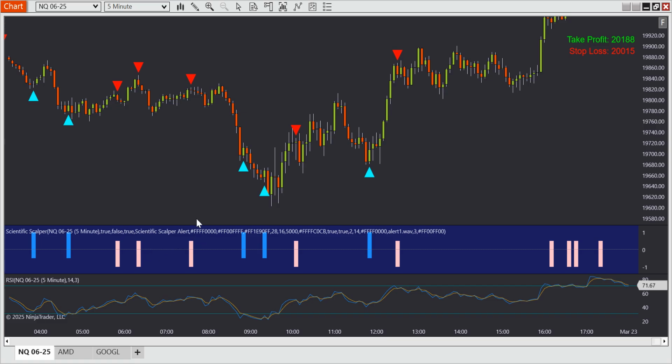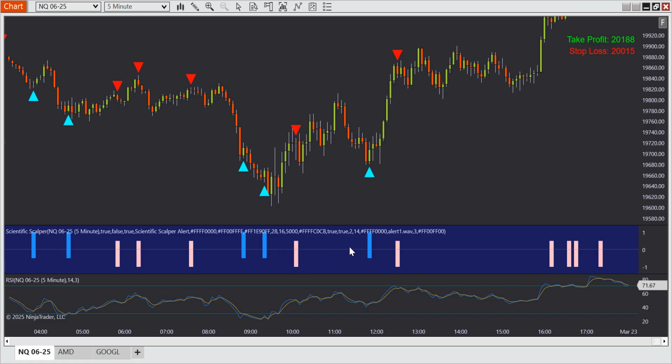And in this video today, we are going to go over the Scientific Scalper. You can see it right here in this upper panel. What this does is it provides a two-part confirmation. So we can see here on the chart, we have these buy signals and sell signals, which correlate with these marks here inside the panel.